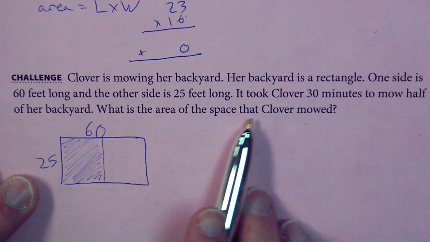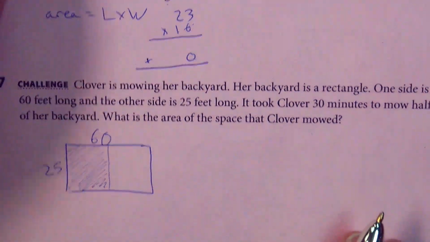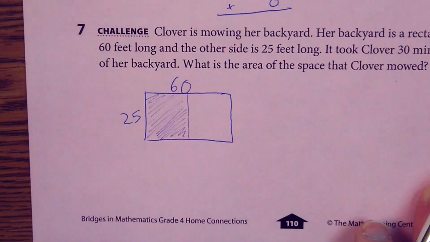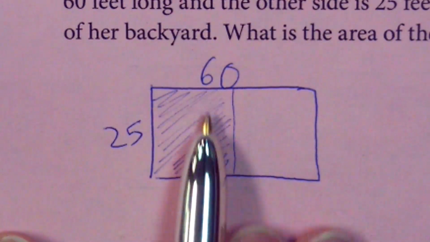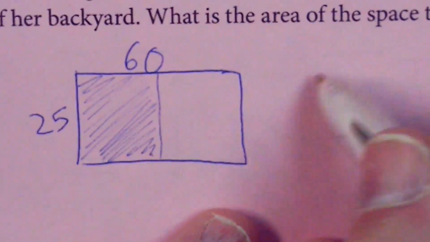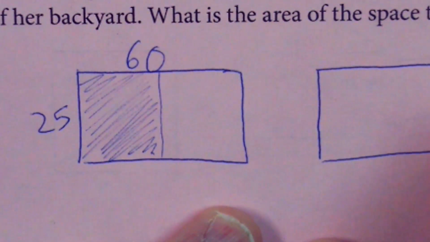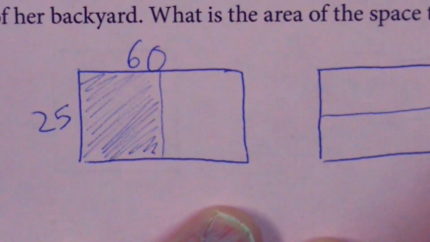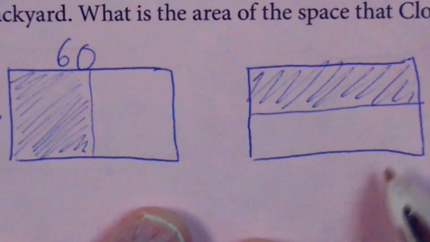What is the area of the space that Clover mowed? Oh, that's kind of a fun question, actually. Let's zoom in on this just for a pinch. She mowed half the yard. So the way that I highlighted it, because I could have done it 2 different ways, and I'm going to mark it, okay, just so you can see. I could have said she mowed this half, right? I could have split the yard that way.